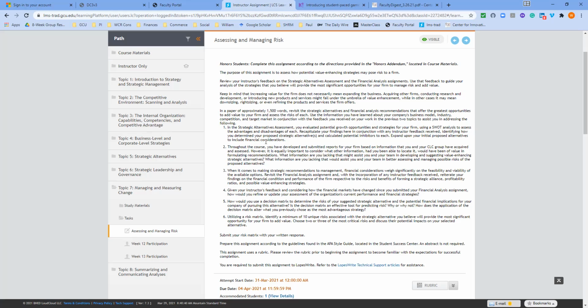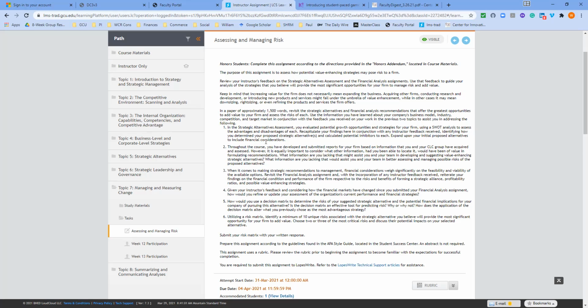student. The purpose of this assignment is to assess how potential value-enhancing strategies may pose risk to a firm. So you're going to build on some of the ideas you've come up with in the previous assignments. Make sure you read through all of these directions.